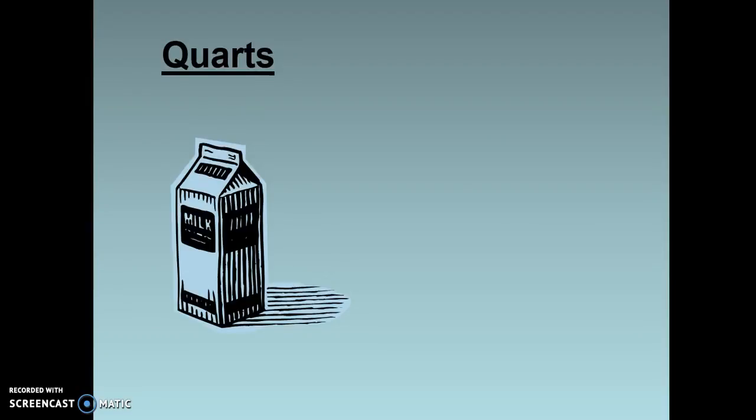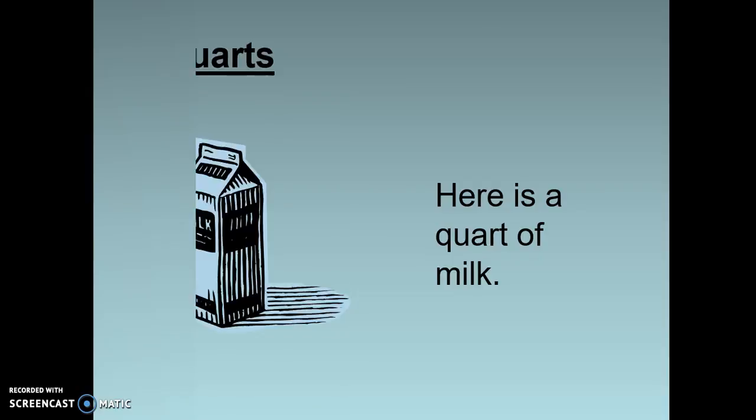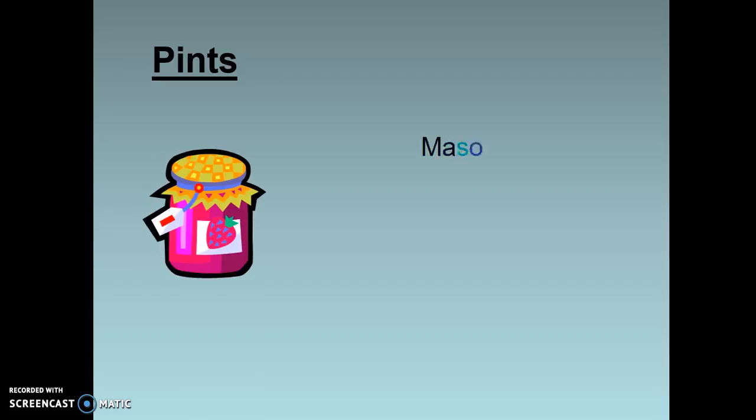The next one would be quarts. Quarts would be smaller bottles of milk. Because here's a quart of milk, it's letting us know that it's the next one down. Pints would be things like jars of jam or mason and jelly jars, which are typically 1 pint.